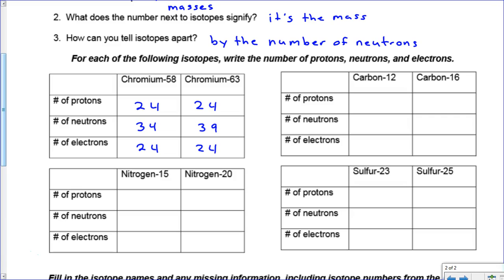The next one, this one with carbon here. Carbon is atomic number 6, so it's going to have 6 protons. Again, these are not charged, so it's going to have the same number of electrons as it does protons. And then the neutrons, we have to make up the total mass. So this is carbon 12, has a mass of 12. That means it would need 6 neutrons because 6 neutrons plus 6 protons gives you 12. For carbon 16, we would need 10 neutrons because 10 neutrons and 6 protons gives you 16.